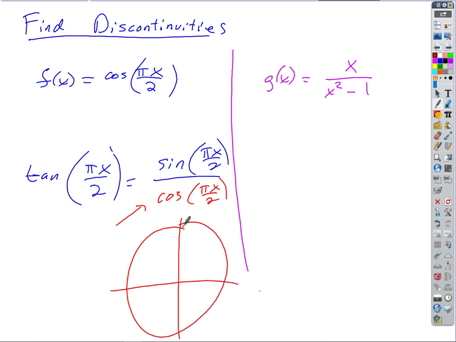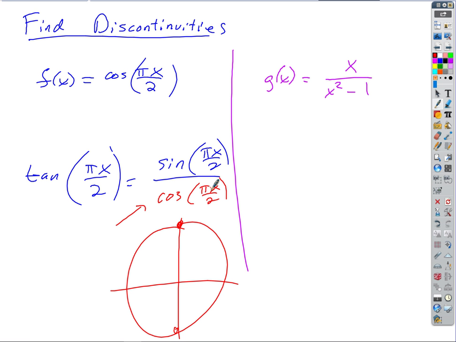So on the unit circle, it's going to be there and there. Pi halves, 3 halves pi, negative pi halves, negative 3 halves pi. So odd multiples of pi halves. Agreed? So any place where x is an odd number. So it could be 1, 3, 5, 7. How do we say that, by the way?